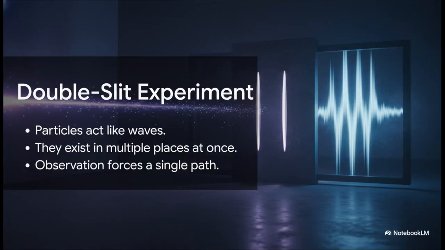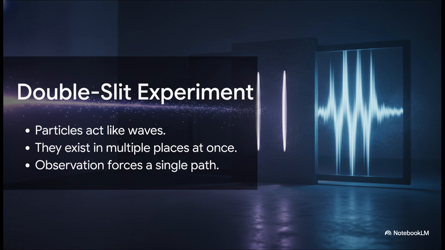And the ultimate proof of this weirdness is the legendary double-slit experiment. When you shoot single particles, like photons, at a barrier with two slits, they don't just pick one or the other. They actually act like waves. They go through both slits simultaneously and interact with themselves to create a pattern.